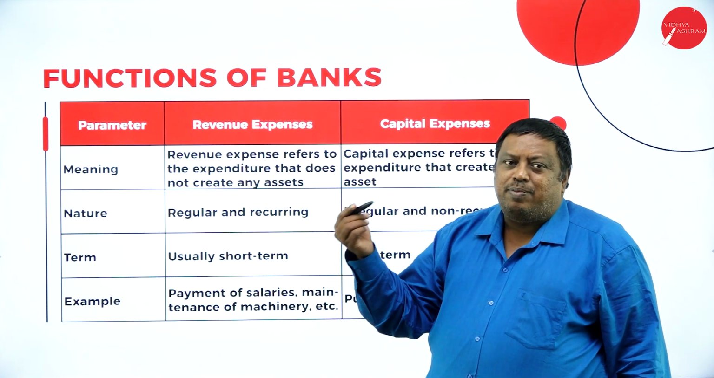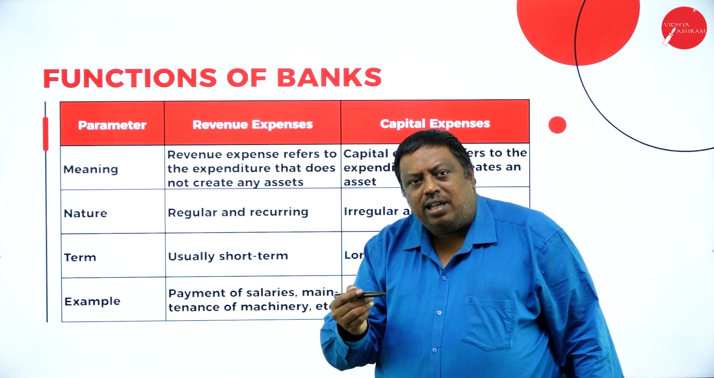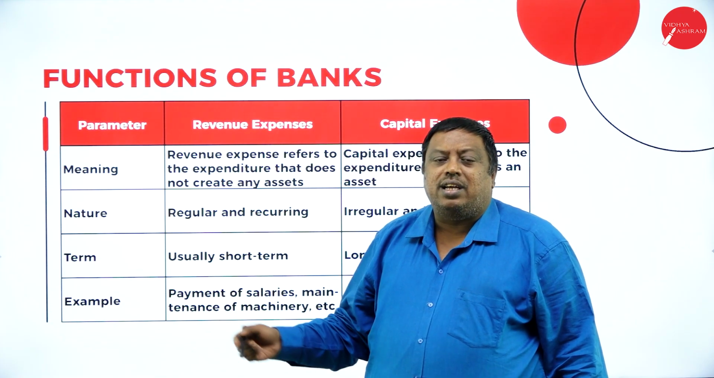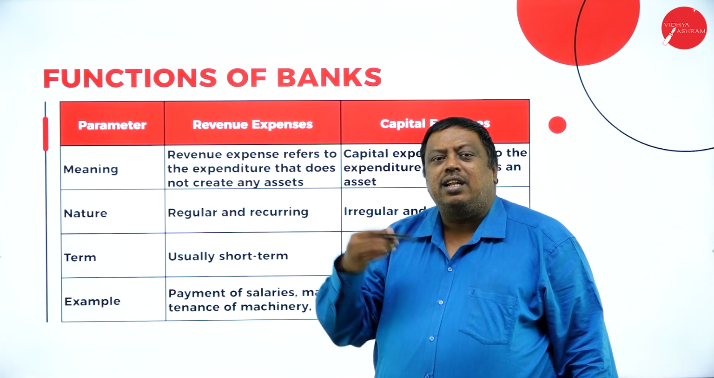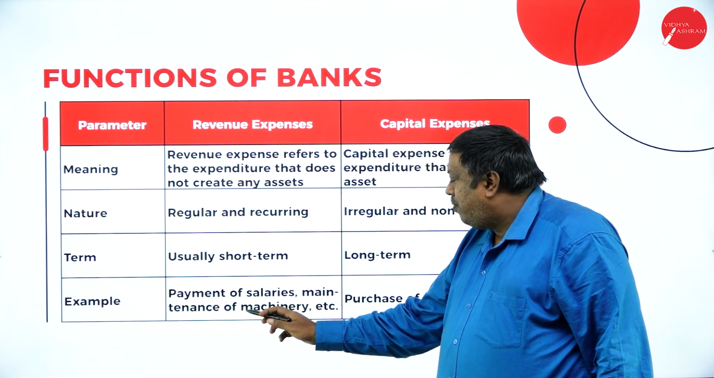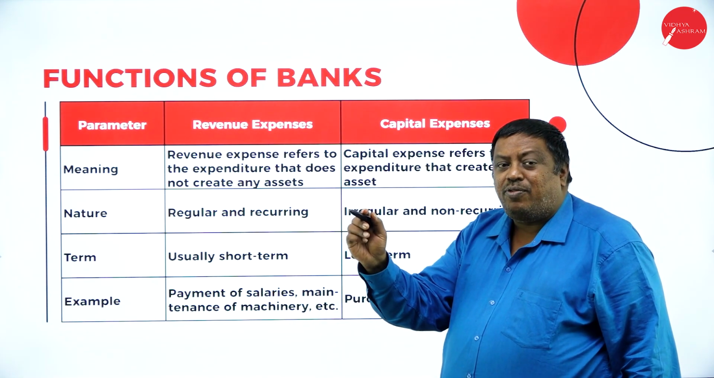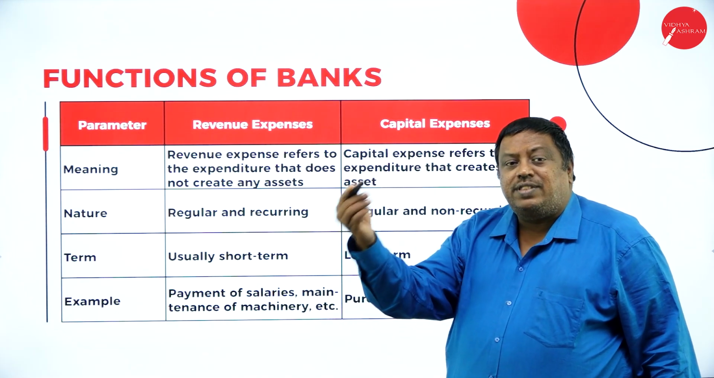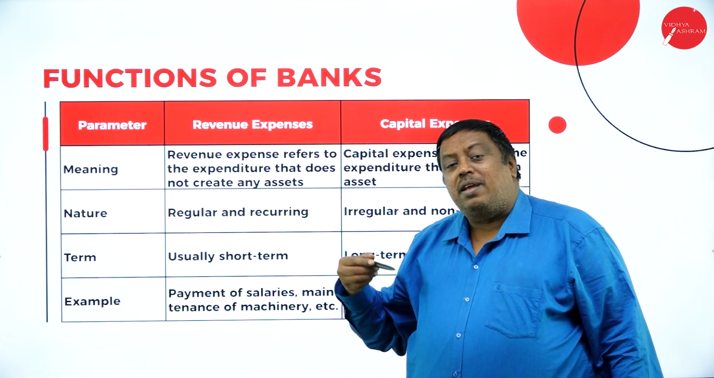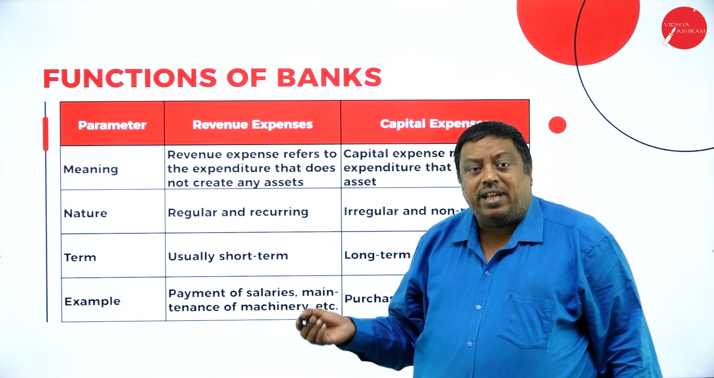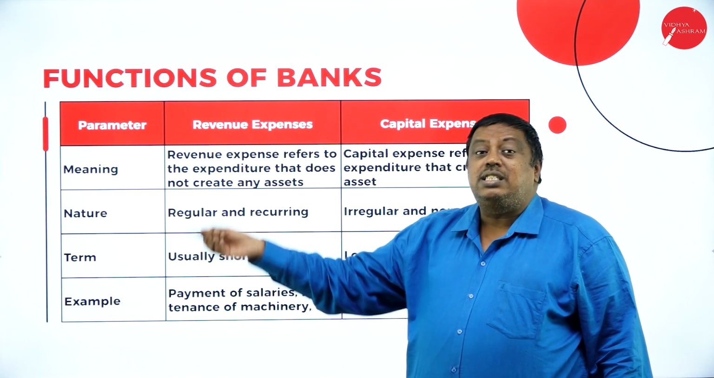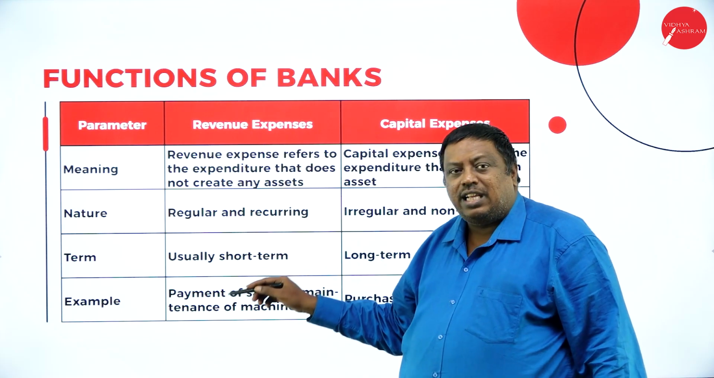Next one, the term: usually short term. Short term means it may be daily, weekly, fortnightly, monthly, quarterly, or half-yearly, where the expenditure is going to be incurred continuously, whereas capital expenditure is for the long term. Payment of salaries, maintenance of machinery, etc. Already I've given the example for you. Revenue expense means payment of salary, rent, electricity bill, maintenance, like the repairs of the motor vehicle. One or the other expenditure which will be incurred in the business to earn something. So that is called revenue expenses.